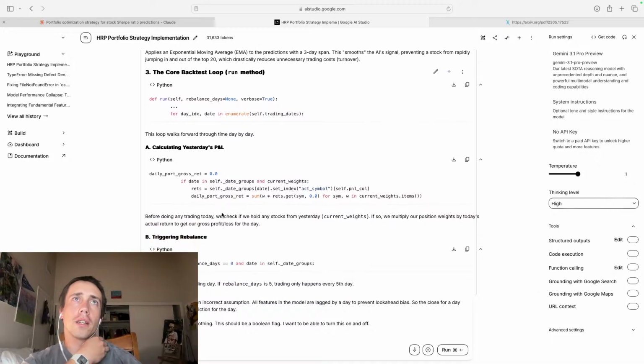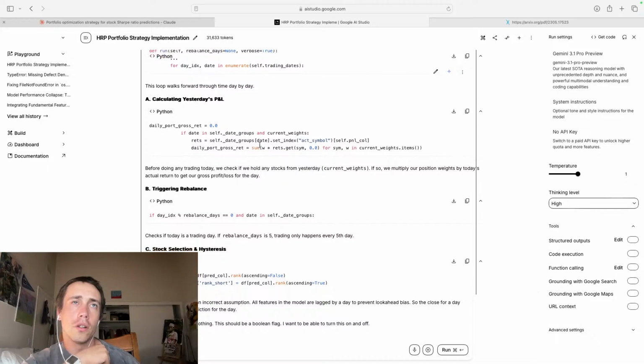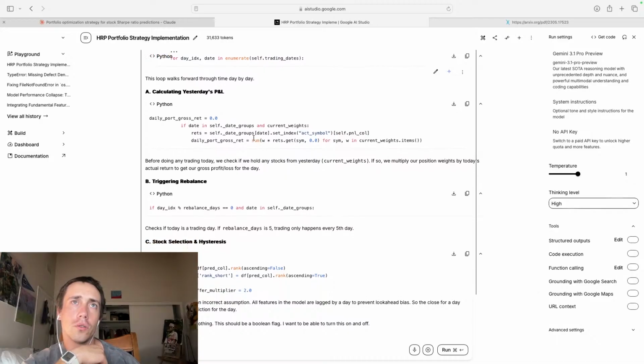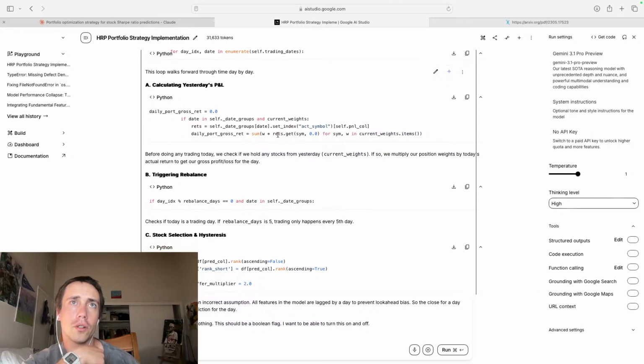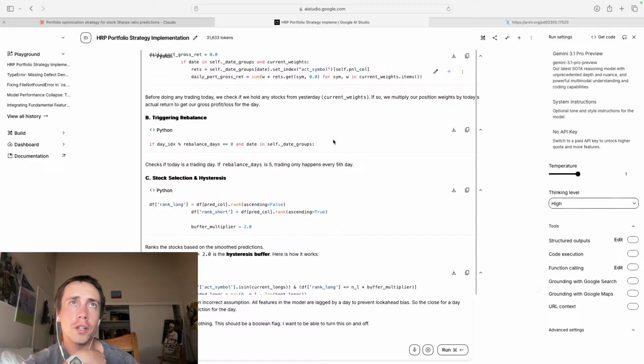So the core backtest loop run. This loop walks forward through time by each day. Daily portfolio gross return equals 0. If the date is in there and we have current weights, returns are this times the P&L column. Daily portfolio gross return is the sum of weights times returns for each symbol, so for symbol, weight in current weights. Before doing any trading today, we check.